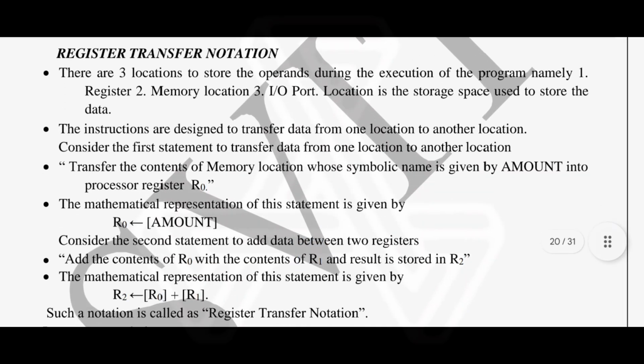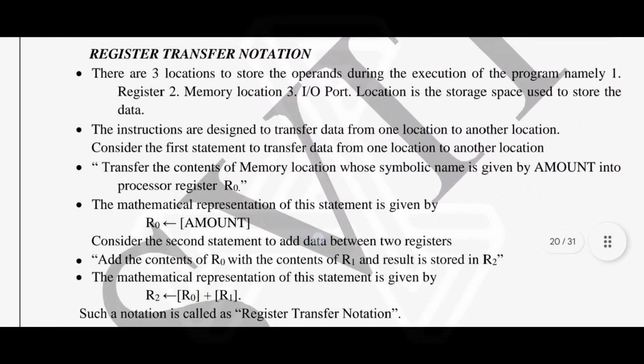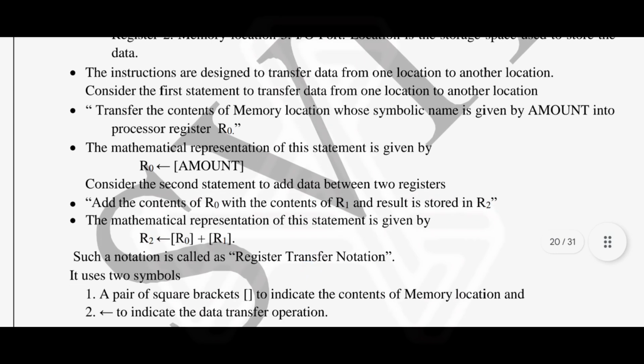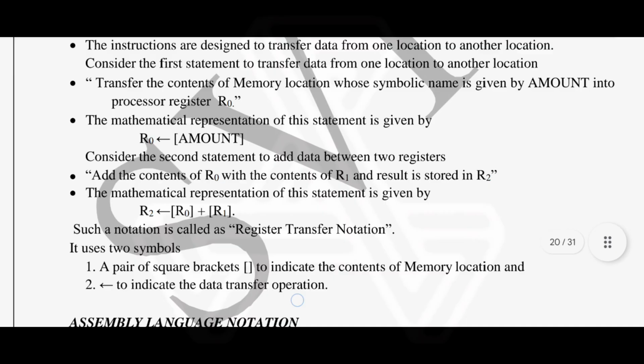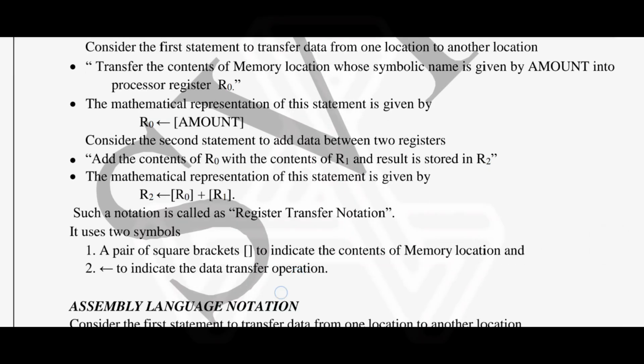Consider the first statement: transfer the contents of the memory location whose symbolic name is given by amount into processor register R0. The mathematical representation of this statement is R0 gets [amount]. Consider the second statement, to add data between two registers: add the contents of R0 with the contents of R1 and the result is stored in R2. The mathematical representation is R2 equals R0 plus R1. Such a notation is called register transfer notation.